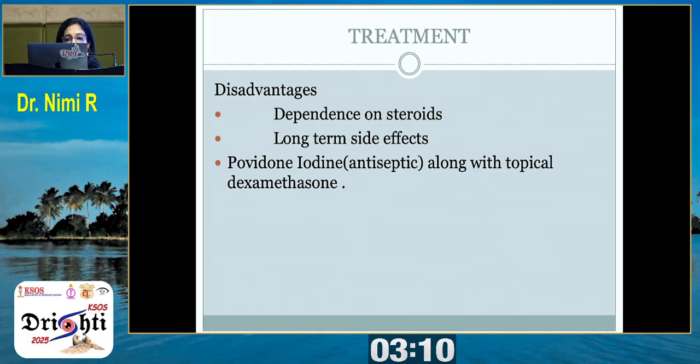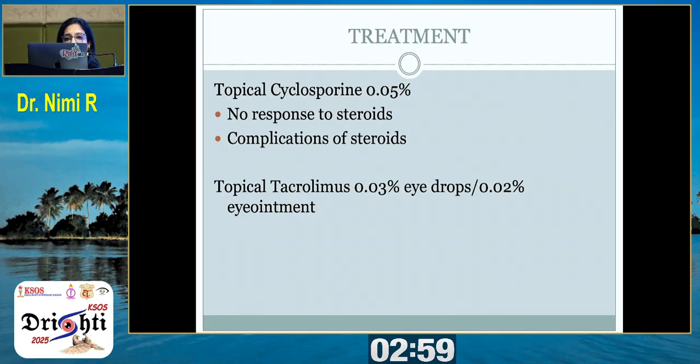In certain studies, it has been shown that povidone iodine along with topical dexamethasone may be useful. Maybe you can put it in a single setting or multiple settings. In steroid non-responding cases, you can use topical cyclosporin or topical tacrolimus.